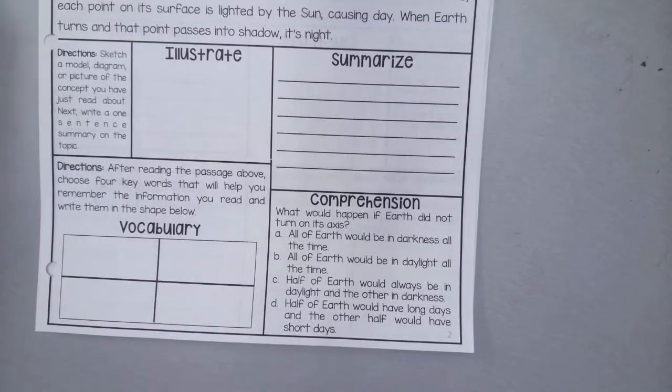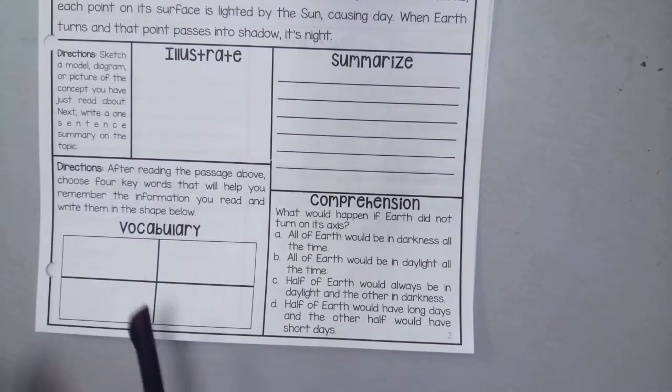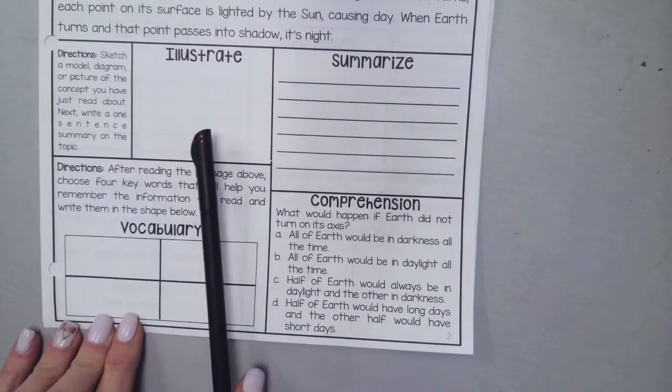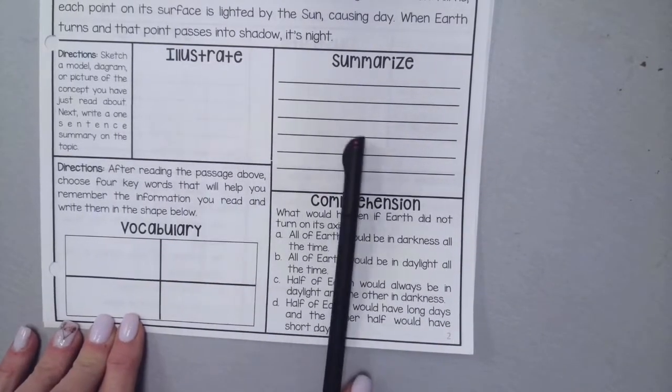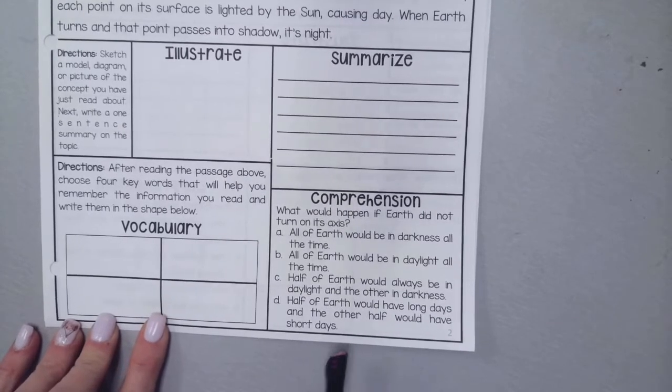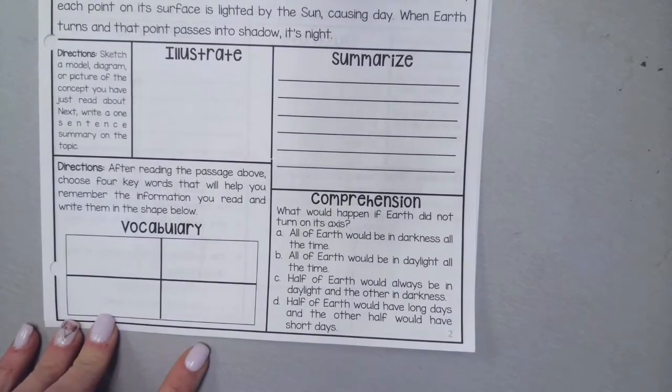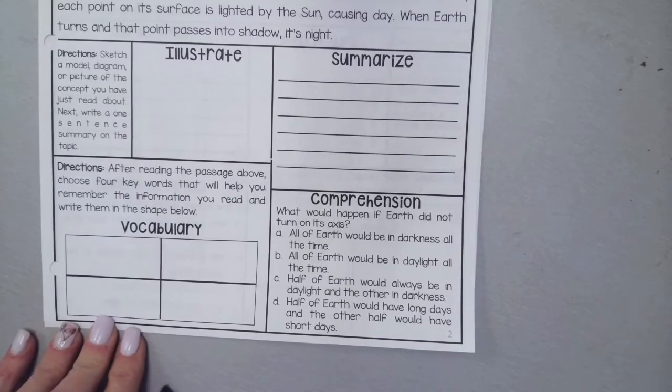So right now, you may work with the people around you to pick 4 vocabulary words, decide what to illustrate, write your summary, and answer your questions. So work with the people at your table.